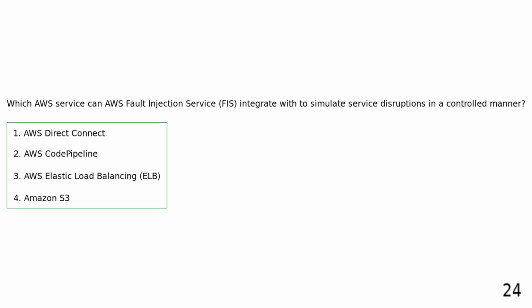Which AWS service can AWS Fault Injection Service integrate with to simulate service disruptions in a controlled manner? AWS Direct Connect. AWS CodePipeline. AWS Elastic Load Balancing. Amazon S3. AWS Fault Injection Service integrates with AWS Elastic Load Balancing to simulate service disruptions and test load balancing configurations.